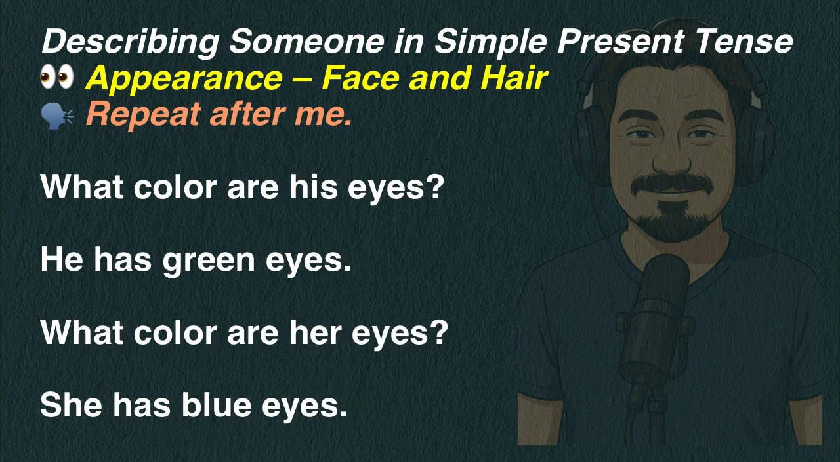What color are his eyes? He has green eyes. What color are his eyes? He has green eyes. What color are her eyes? She has blue eyes. What color are her eyes? She has blue eyes.